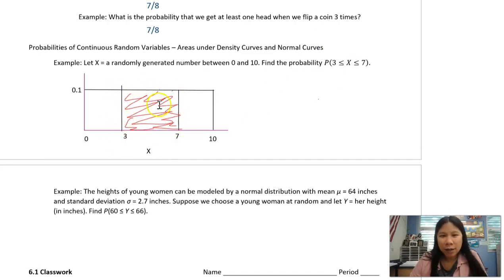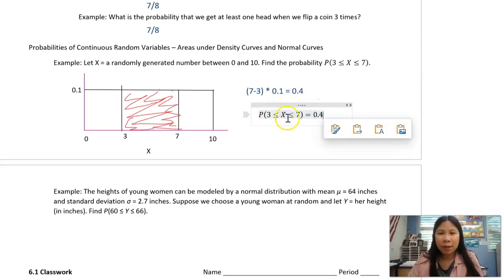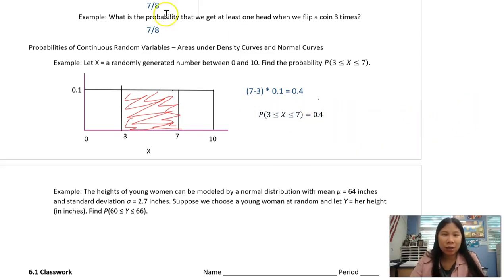And the shaded area that I want still makes a rectangle, so I just need to figure out the length times the height here. So the length between 3 and 7, if I need to figure out the distance between the two numbers, I can just subtract. So 7 minus 3 would give me a distance of 4 times the height of 0.1. So when I multiply this out, I get 0.4. So that means our probability that x is between 3 and 7 is 0.4, or 40% if you want to think about this as a percentage.